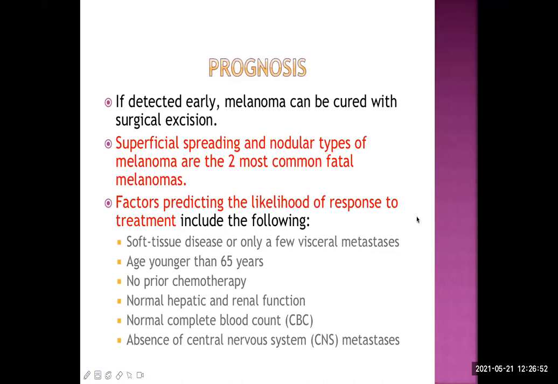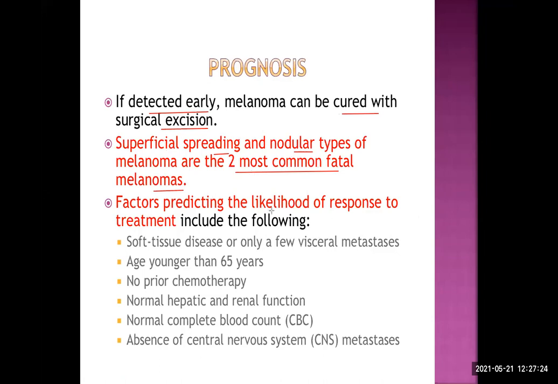Now, what is the prognosis of malignant melanoma? If it is detected early, then melanoma can be cured with surgical excision. So this is a wonderful point. Superficial spreading and nodular types are the two most common and fatal types of melanoma. They are usually fatal, but these are more common than the others.